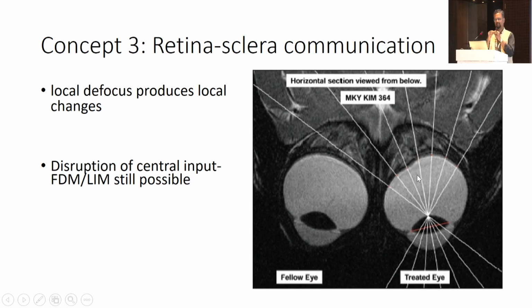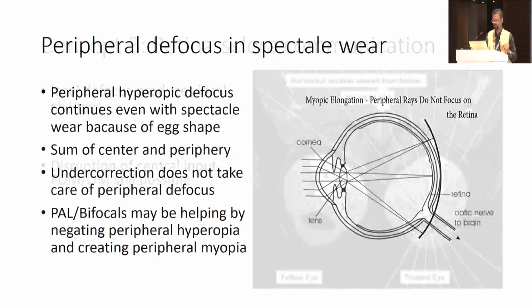Okay, so this is a very local communication that happens between the retina and the sclera. Where the image is not clear, the retina will tell the sclera to grow, and that way the eyeball will elongate.